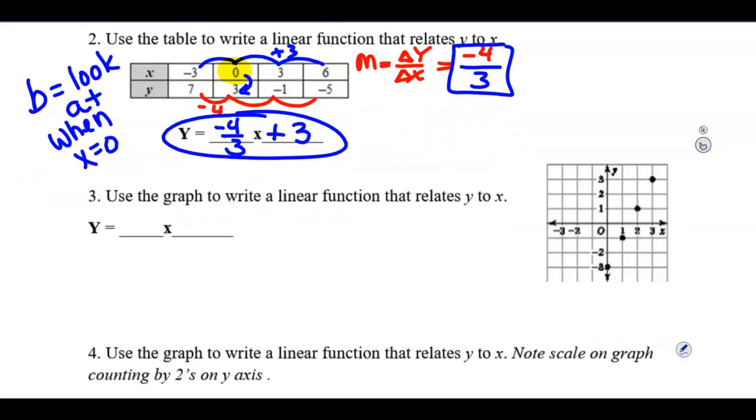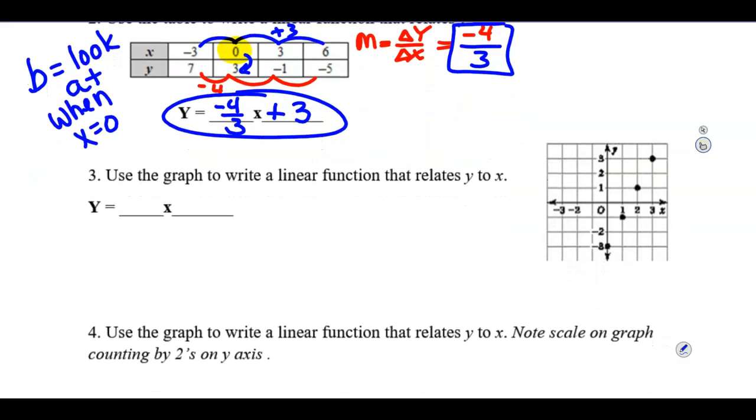So now looking at using a graph. When we do a graph, it's a little bit different. To find our m in a graph, we do rise over run. So that's what I'm going to do. I'm going to pick 2 points. I'm going to go from left to right, just like we read. That's how we do our math.